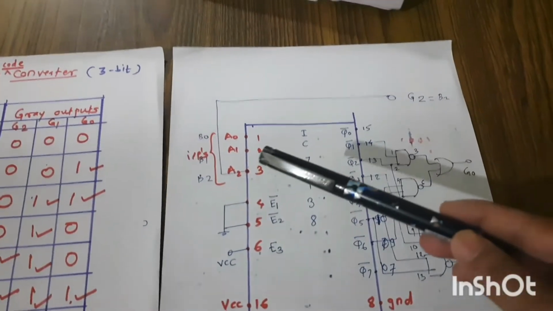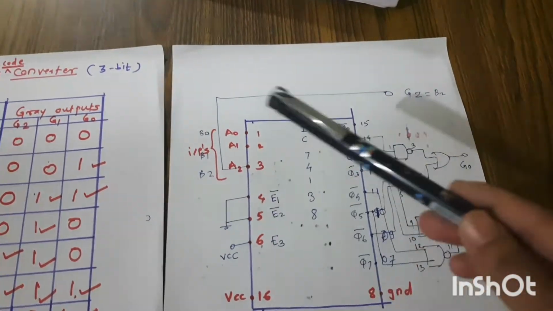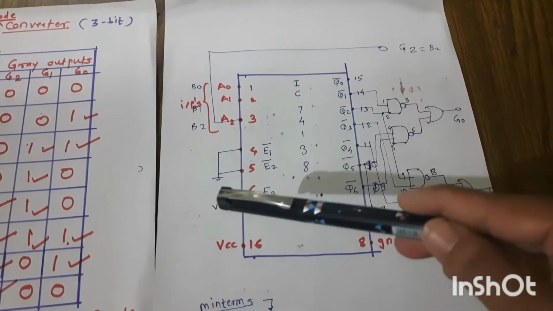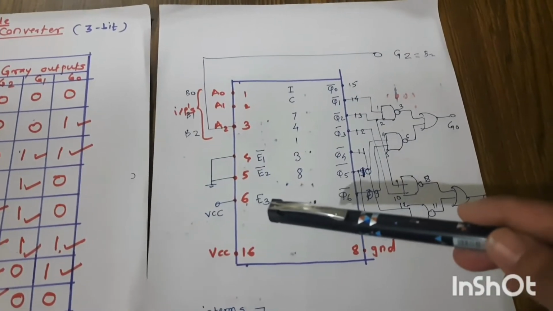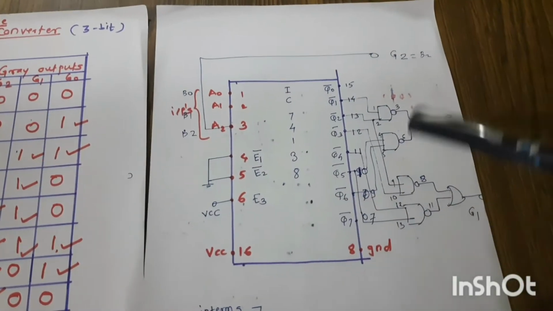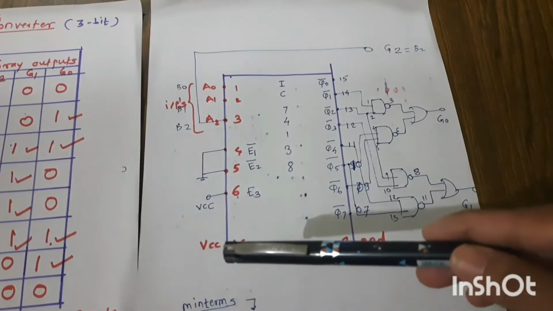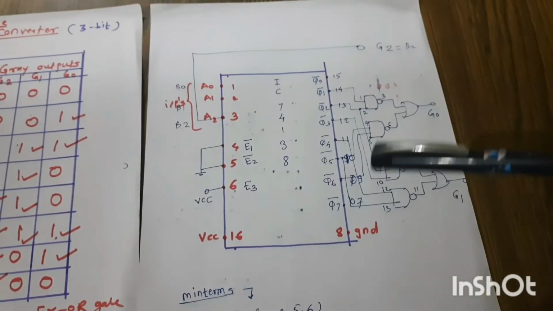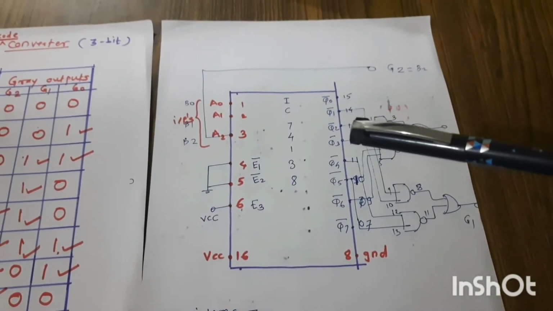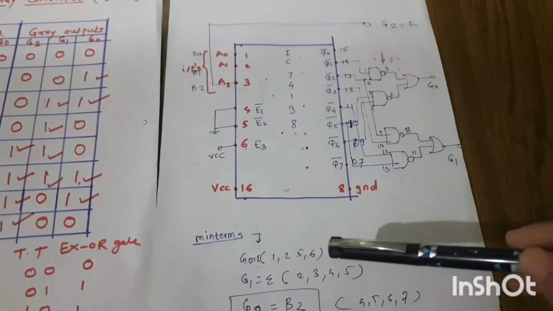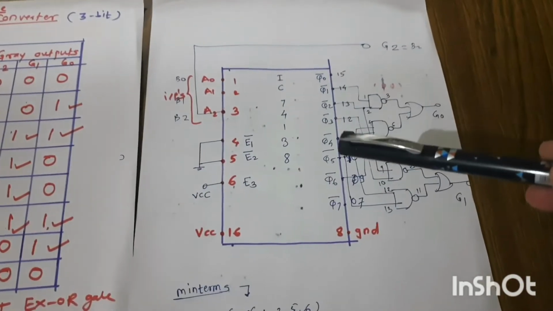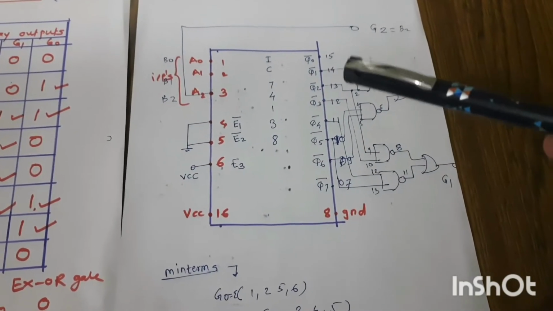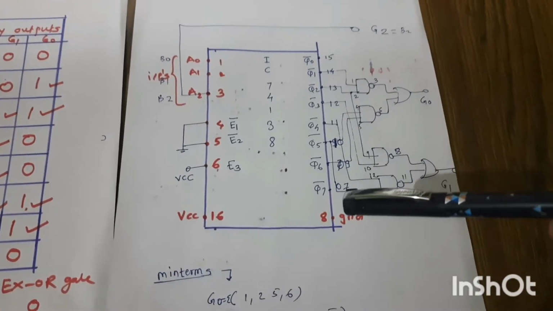So you can see here I have written B0, B1, B2, that's our input. Then 4, 5, 6 are the enable pins, that is 4, 5 are active low, that's why connected to the ground. 6 is E3, which is active high, connected to VCC. Then it is a 16 pin IC, that's why 8 is ground, 16 is VCC. Now we have to draw the circuit for the binary to gray code converter. So first see the minterms. In IC 74138 Q0 to Q7, these are the 8 outputs and the pin numbers are 15, 14, 13, 12, 11, 10, 9 and 7.